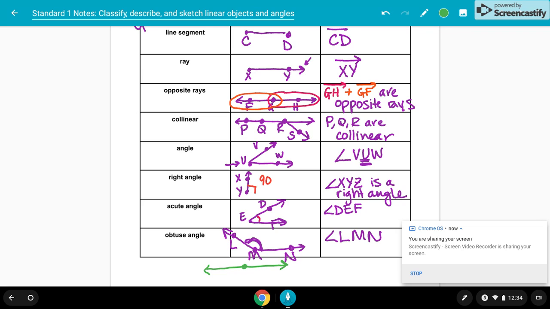Another thing I want you to note here is that an obtuse angle could be a straight line. It's just folded out all the way. So let's call this ABC. It's also an obtuse angle. It's folded out all the way. This is equal to 180 degrees. That is angle ABC.